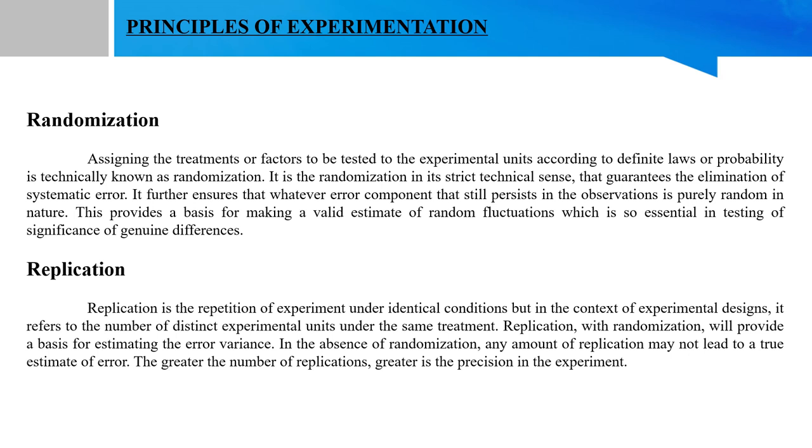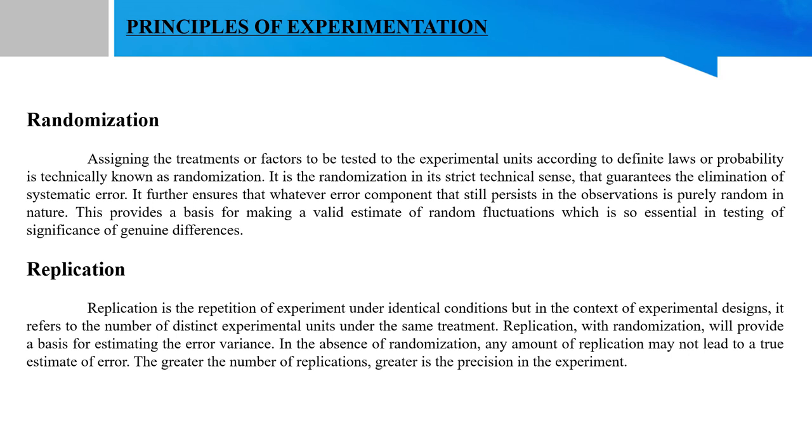It is the randomization in its strict technical sense that guarantees the elimination of systematic error. It further ensures that whatever error component still persists in the observation is purely random in nature. This provides a basis for making a valid estimate of random fluctuation, which is so essential in testing the significance of genuine differences. This randomization is used to completely reduce the experimental error.